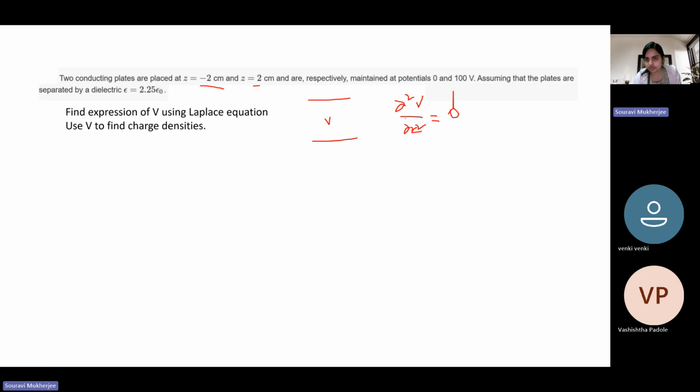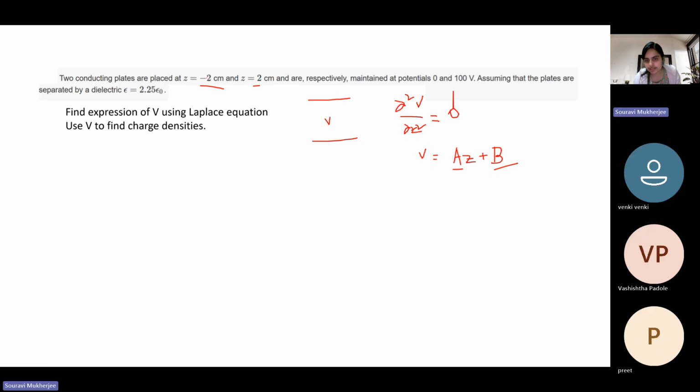First you have to find a relation for V. That means you have to do integration twice. From here you can write del V by del Z is equal to some constant, and then do an integration again. So you have a V of the form A into Z plus B. This is your form of potential. You have two unknowns and you have two conditions given.